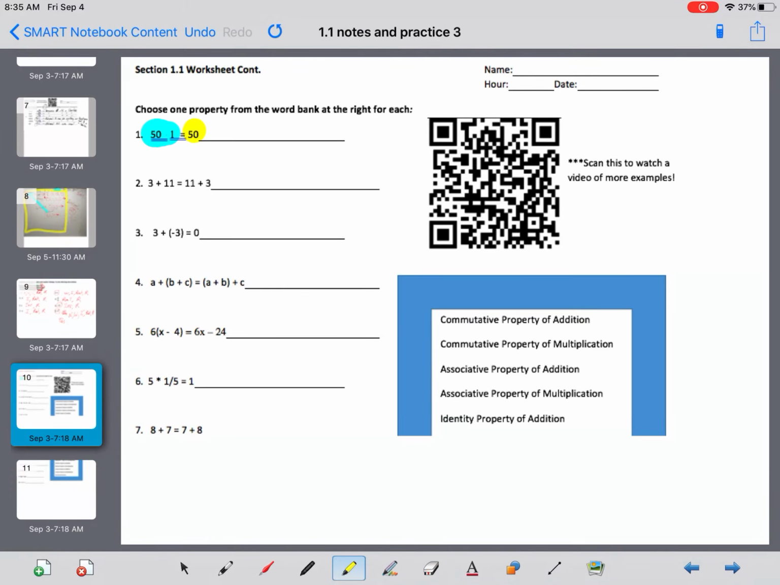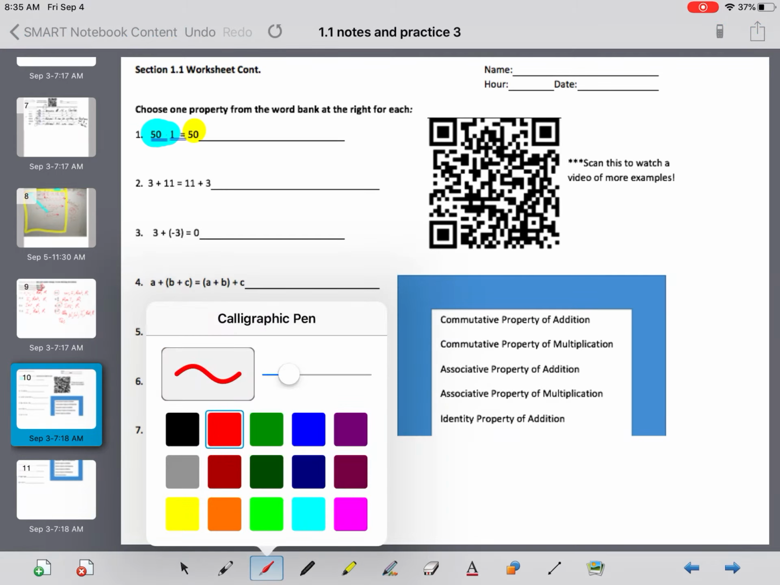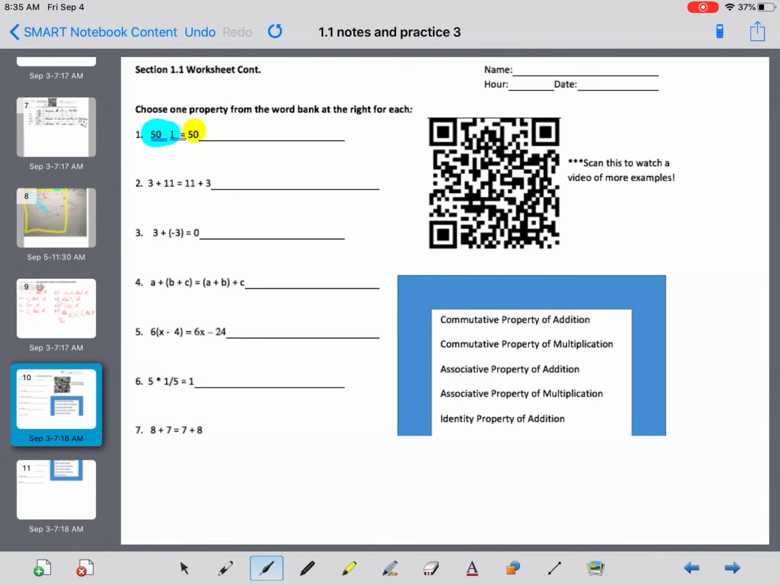Well, on the left, there's a multiplication of 1. And remember, that's a special thing because that's the identity property of multiplication. So, identity property of multiplication. I'm going to abbreviate it that way.